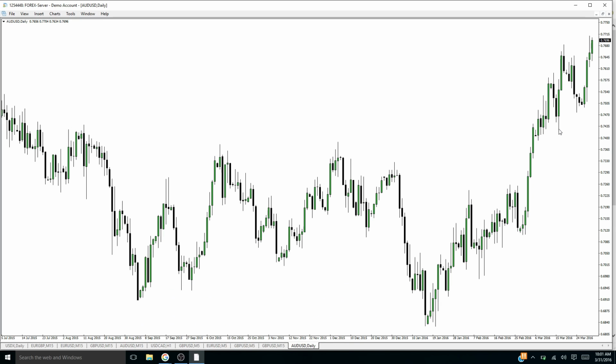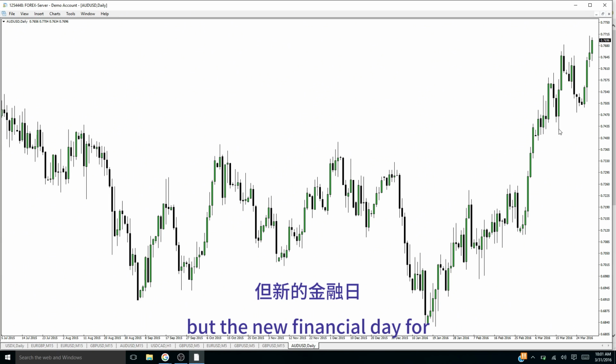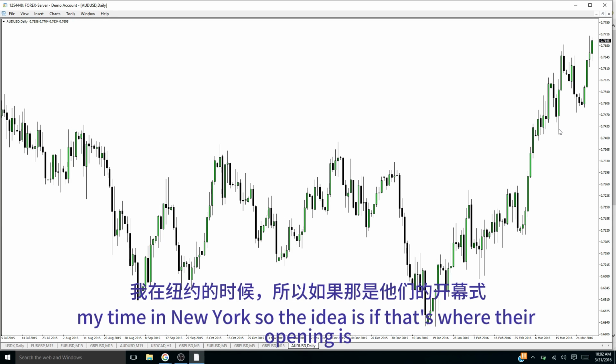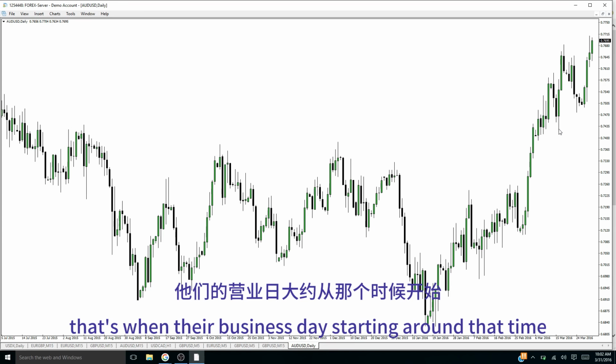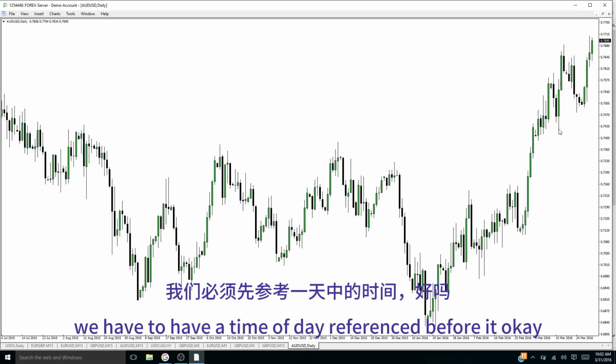Well, the new quote-unquote financial day, that's not how I define it, but the new financial day for New Zealand and Aussie is around 5 o'clock in the afternoon, my time in New York. So if that's where their opening is, when their business day is starting around that time, we have to have a time of day referenced before it.